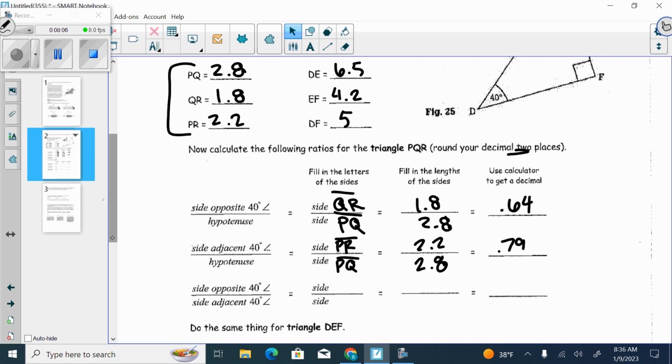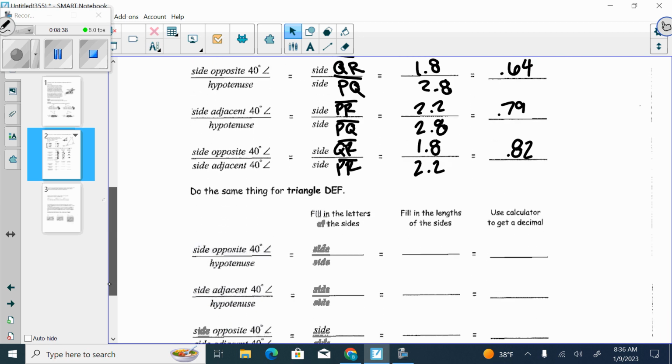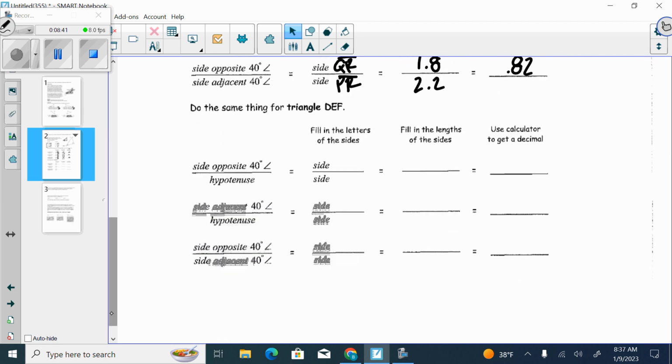All right, and then for the last one, they want opposite over adjacent. So you guys said the opposite was QR, and the adjacent was PR. So we're going to have 1.8 over 2.2. And what does that simplify to? 0.8. Good. All right, so here are the ratios of the sides for triangle PQR. Now we're going to do the same thing for the larger triangle DEF.